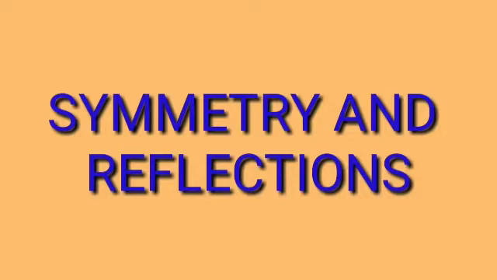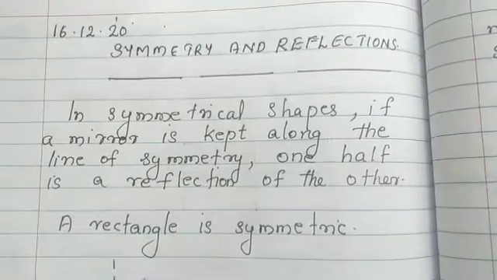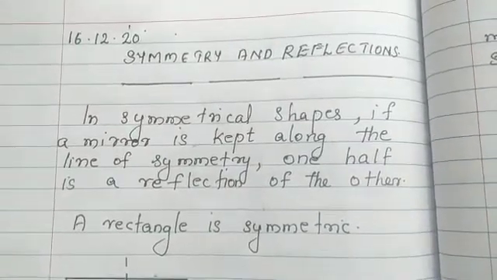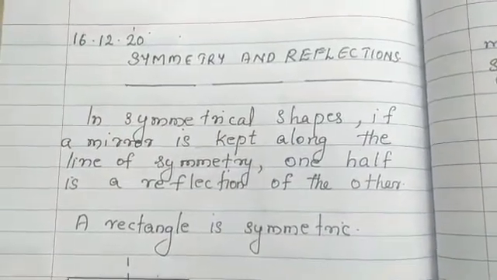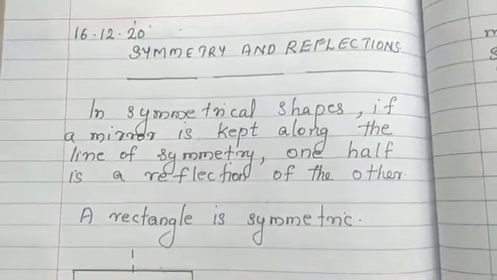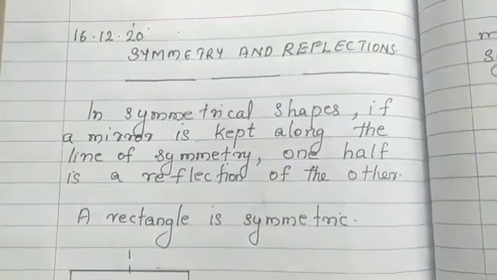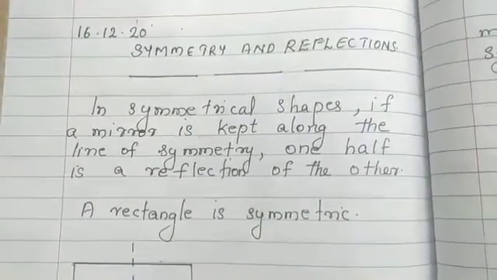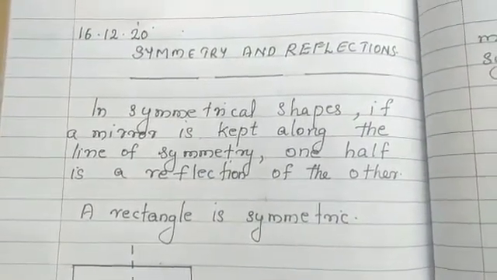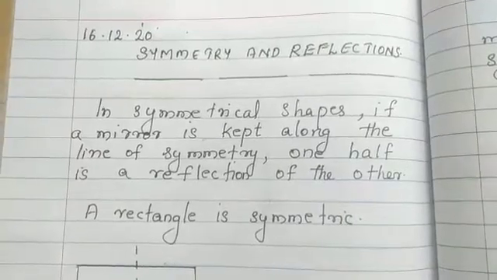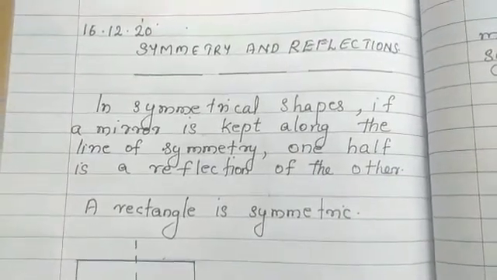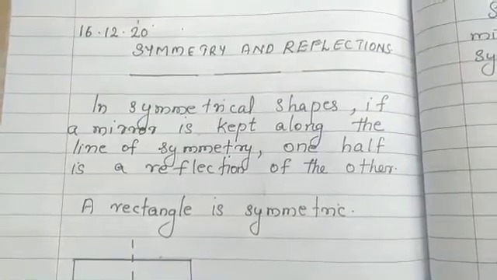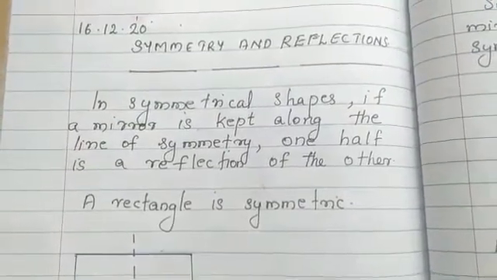First chapter: Symmetry, Pattern and Nets. Today we will discuss symmetry and reflections. Children, our topic is symmetry and reflections. In symmetrical shapes, if a mirror is kept along the line of symmetry, one half is a reflection of the other. You know that if we are looking at a mirror, we will get our reflection. Is it? Here, a rectangle is symmetric.